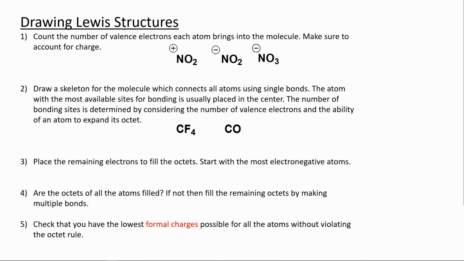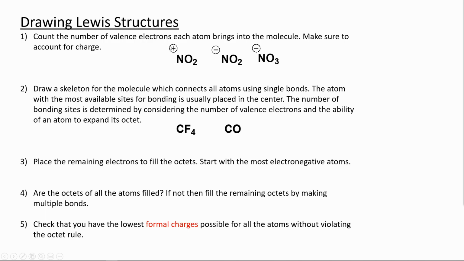So to begin with, you want to count the number of valence electrons each atom brings to the molecule, making sure to account for charge. I encourage you to practice some of these on your own. We discussed nitrogen has 5 valence electrons, oxygen has 6 valence electrons. So that means we're going to have a total of, for example, here we would have 17 valence electrons. But we also have to account for charge, right? So the NO2 is 17 valence electrons.